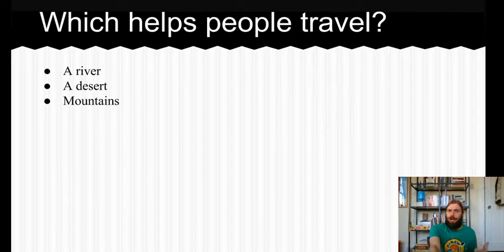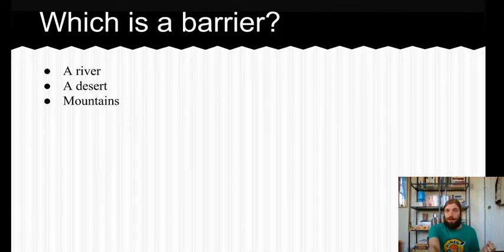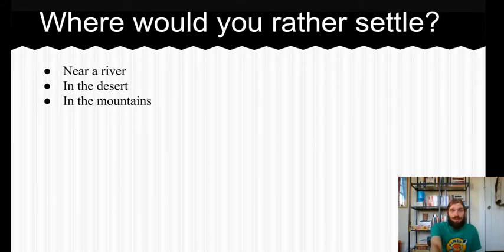Now, which helps people travel? Which is a barrier? Based on the last two questions, where would you rather settle? Or think about this, where have most people settled throughout history?